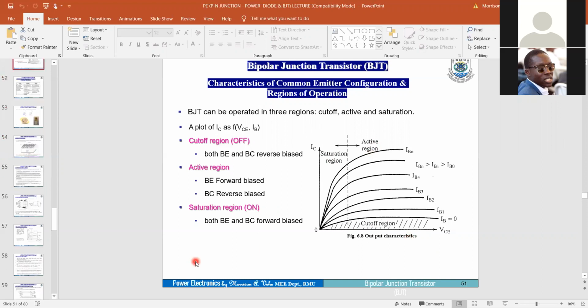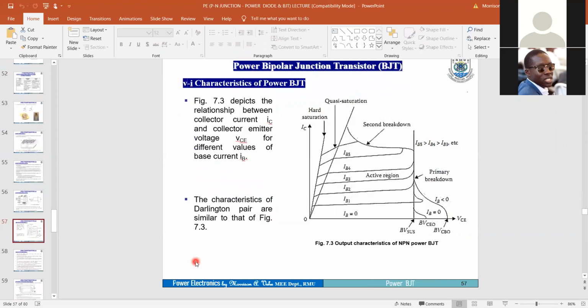So when you also look at that of the power BJT, you will have the cutoff region which will exist here, and then you also have the hard saturation region, and then the quasi-saturation region. So it simply means that for the power BJT, we have two layers of the saturation region, what we call the hard and then the quasi-saturation region. Then also you have the active region, which makes it four.